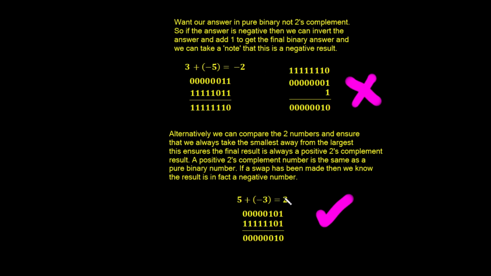And the beauty of it is that whenever we look at the representation of this here, it gives us a positive 2's complement, which is just exactly the same as our binary answer. So we get our normal binary answer here. And of course, we can also take a note that it is in fact a negative number. We know it's a negative number because we've had to swap these round in order to ensure that we ended up with the correct format here. So we'll have a note of the fact that it's a negative, and we'll also have the absolute value. So this is the option we're going to use here.